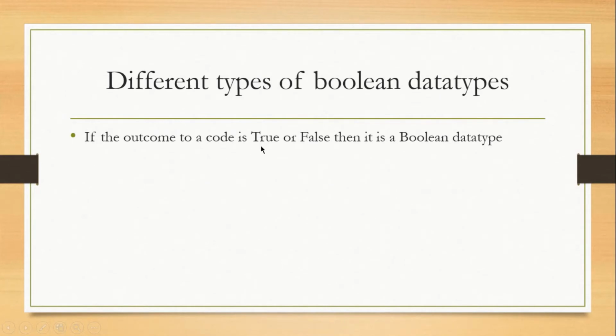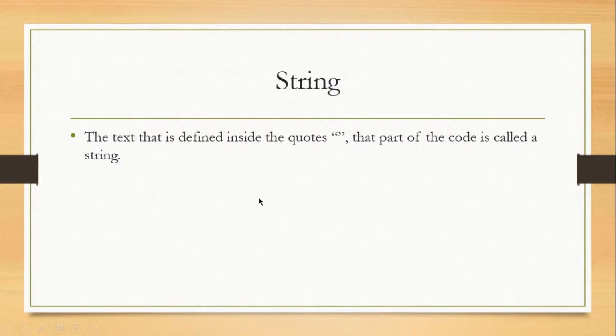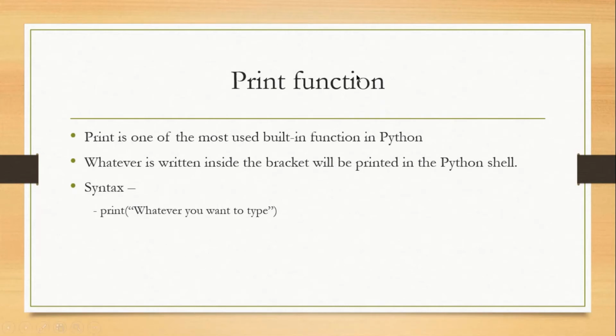If the outcome of a code is true or false, then it is a Boolean data type. String, the text that is defined inside the code. That part of the code is called a string. Print function. Print is one of the most used built-in functions in Python. Whatever is written inside the bracket will be printed inside the Python shell.